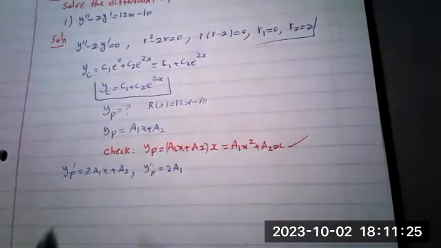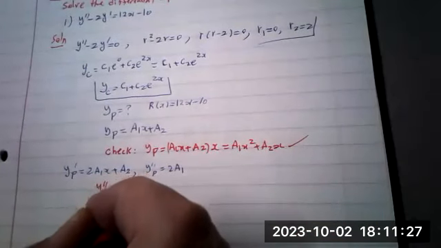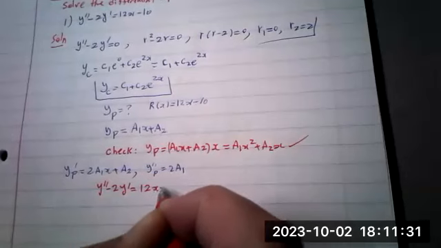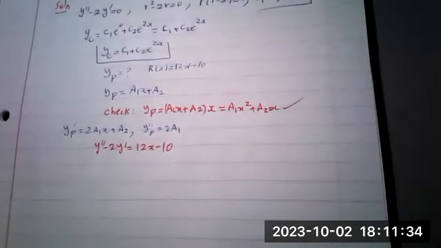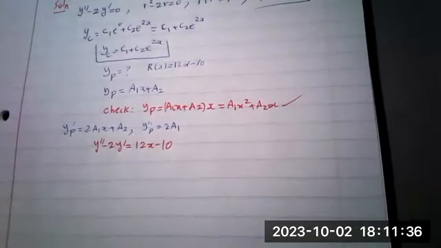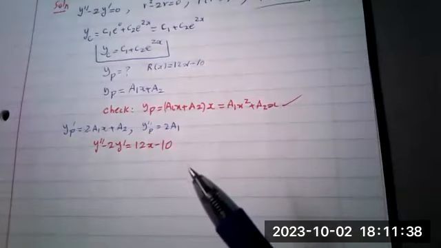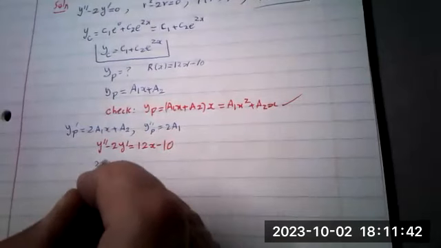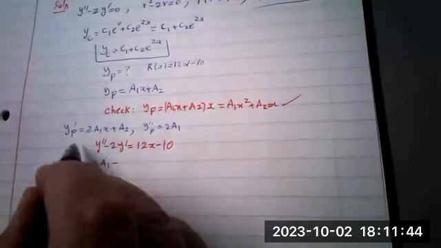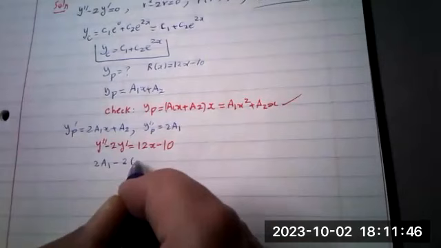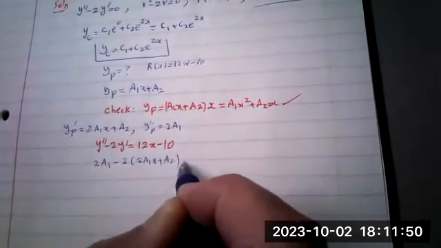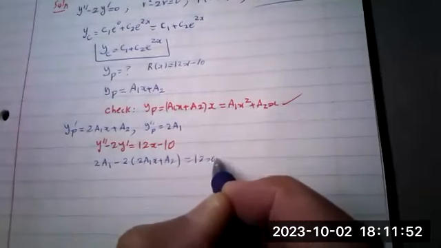Go back to the original equation. You see, this is your original equation. And substitute, because yp is satisfying this equation. yp double prime is 2a1, minus 2y prime. It's going to be 2 times (2a1x plus a2). It's equal to 12x minus 10.